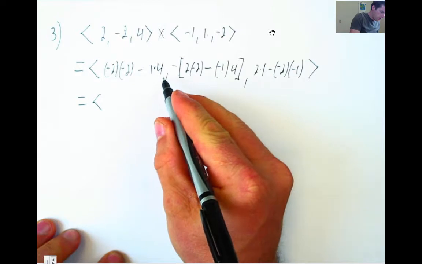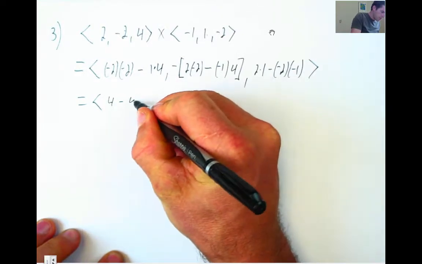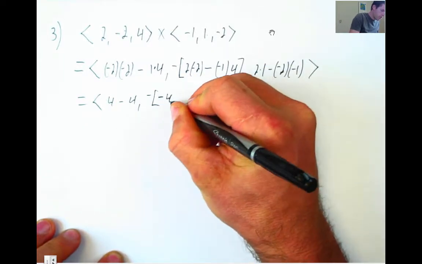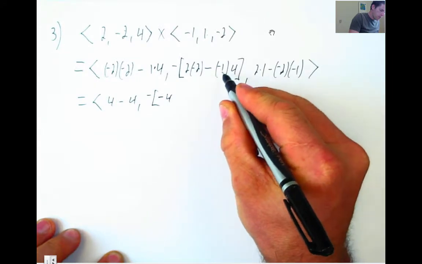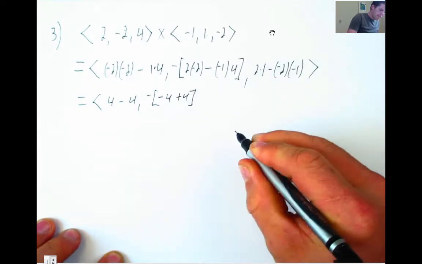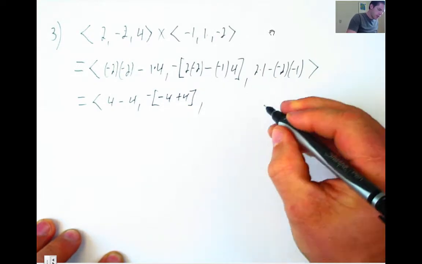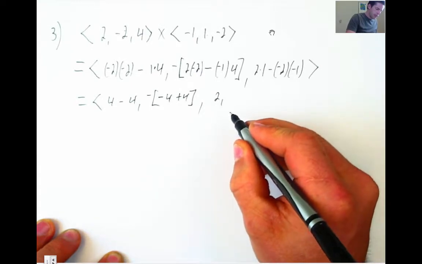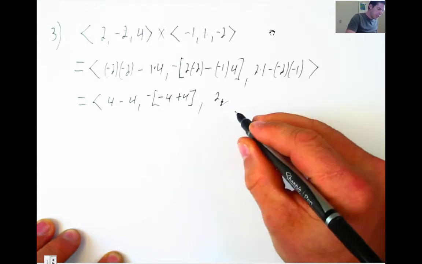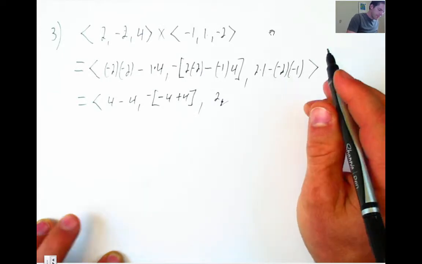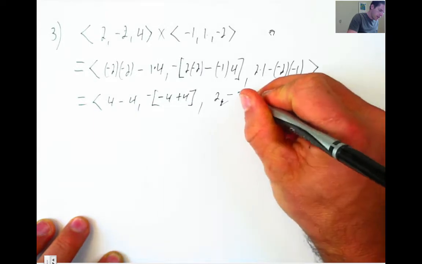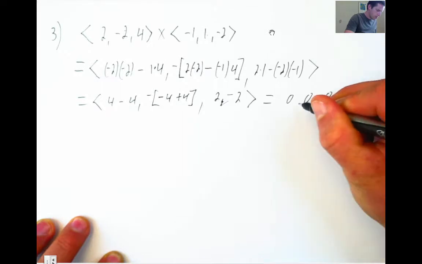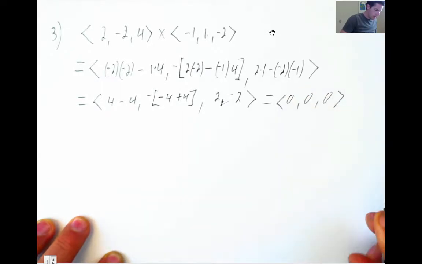Negative 2 times negative 2 is 4. Minus 1 times 4 is 4. And then, let's see, I don't want to do too much arithmetic at once. 2 times negative 2 is negative 4. And negative 1, negative, so that's plus 4. Okay. And then over here, this is 2 times 1 is 2. Minus, minus, minus. That is 3 minuses. Okay, minus 2. Further simplification, that's a 0 here, a 0 there, and a 0 there.